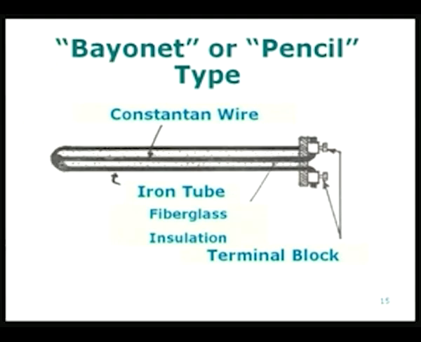The temperature in this area is measured by introducing the bayonet or the pencil through the side of the place. For example, if you want to measure the temperature in a big duct or some such thing, you can introduce it through a hole in the side, and then you will be measuring the temperature of the fluid which is flowing inside the duct.